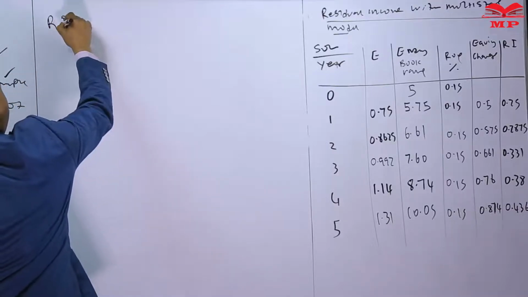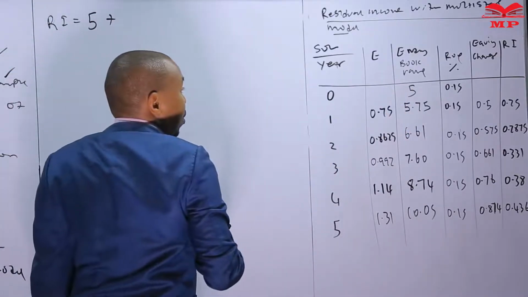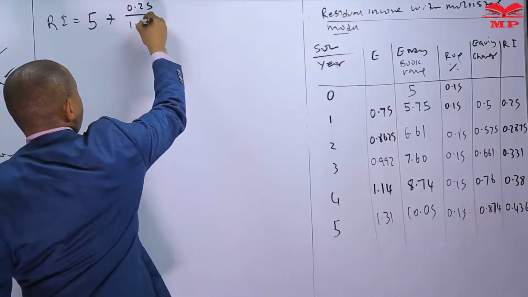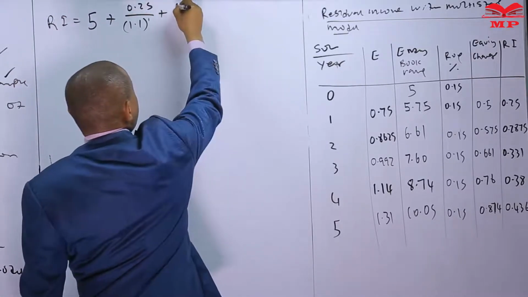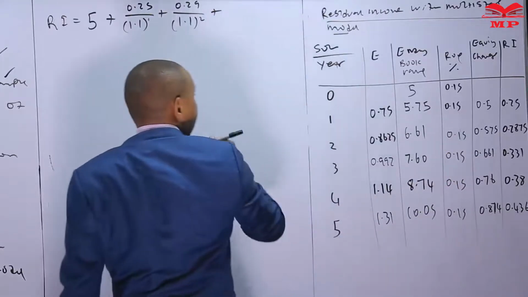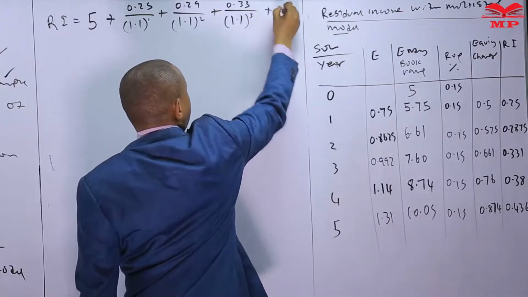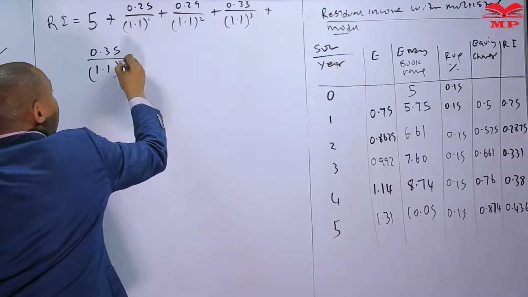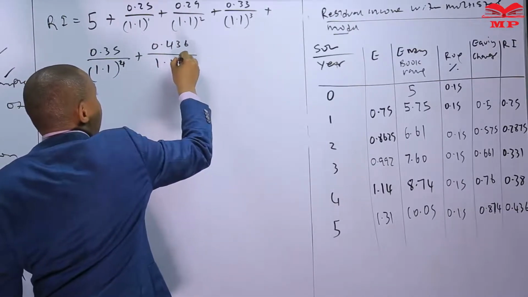So we have RI, where the beginning book value is how much? The beginning book value is 5, plus the respective present values of expected future residual incomes: 0.25 over 1.1, it's 10%, 1.1 power 1, plus 0.29 divided by 1.1 squared, plus 0.33 divided by 1.1 cubed, plus 0.38 divided by 1.1 power 4, plus 0.436 divided by 1.1 power 5 right there.